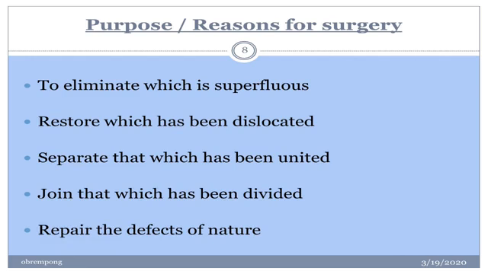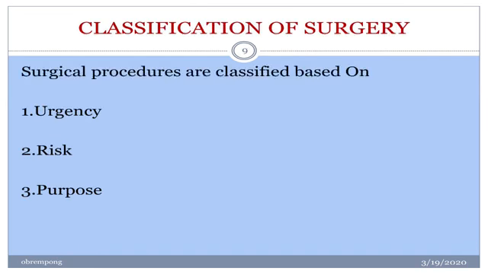As we just said, you can have certain defects of nature. People can be born with an imperforate anus, it's a defect of nature. Hole in heart is a defect of nature. It's a congenital malformation. With such instances, the best thing that can be done is to repair these defects of nature. Now we're looking at classifications of surgery.